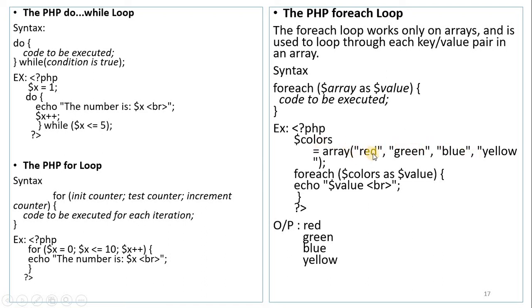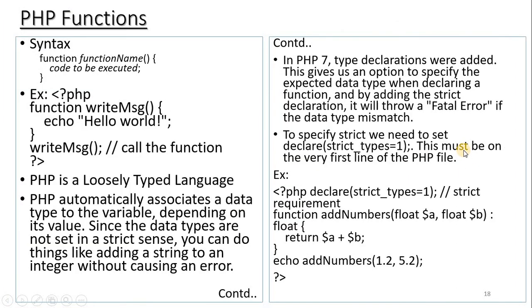So first it echoes value. So first red will be printed, next green will be printed, next blue will be printed, and next yellow will be printed, and it comes out of the loop. Why? Because after yellow we don't have any value, so it comes out of the foreach loop. Okay, so this is the difference between the for loop and foreach loop. So for loop is execution of a normal procedure, whereas foreach is used for executing the arrays.